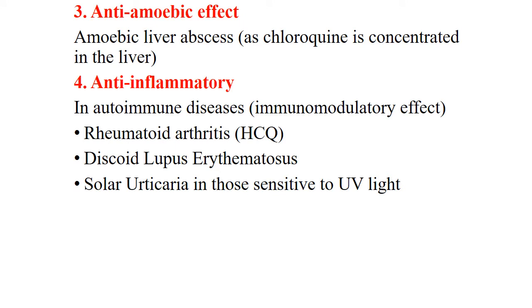Next, chloroquine also has an anti-amoebic effect. It is used in amoebic liver abscess as chloroquine is concentrated in the liver. It is also used as an anti-inflammatory agent in certain autoimmune diseases because it has an immunomodulatory effect. It is used in diseases like rheumatoid arthritis. Hydroxychloroquine is used in rheumatoid arthritis, discoid lupus erythematosus, and solar urticaria in those individuals sensitive to ultraviolet light.